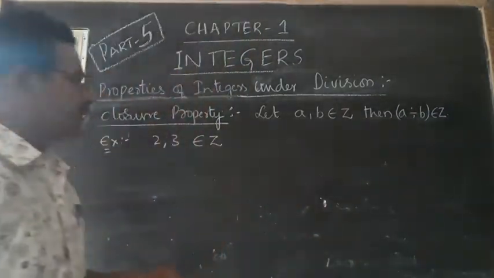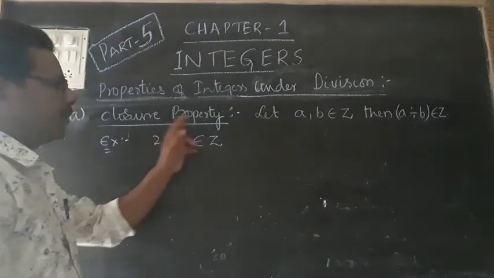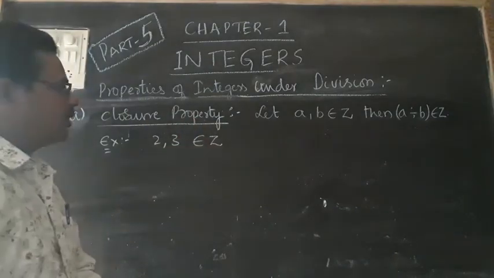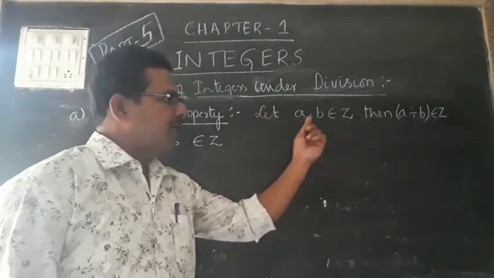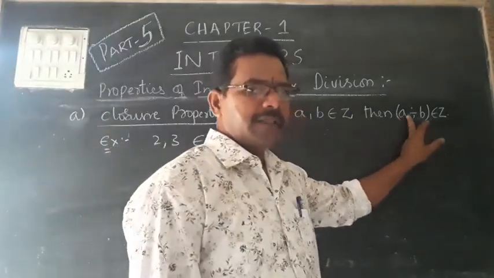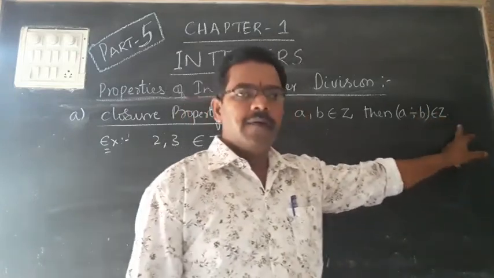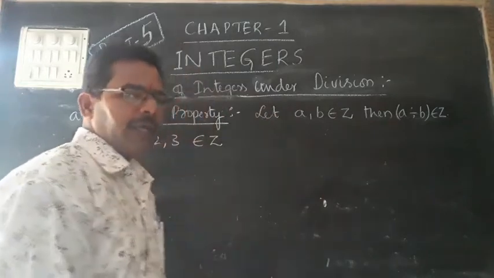So in division, we have to check the properties. Closure property. First we are going to discuss the closure property. Suppose I have taken two integers. If a divided by b, the first integer divided by the second integer, gives an integer, we can say that it follows the closure property under division.